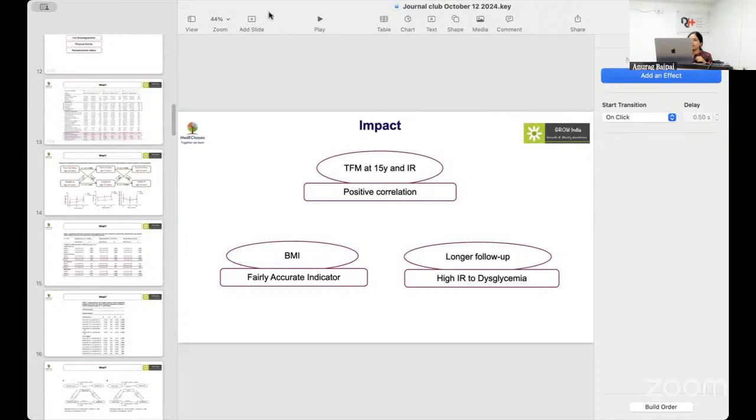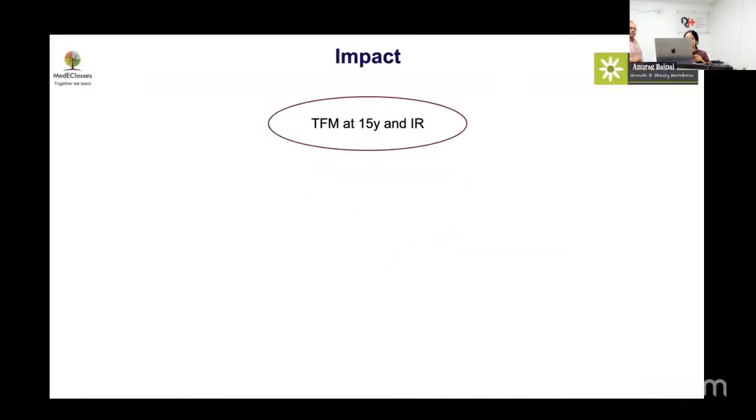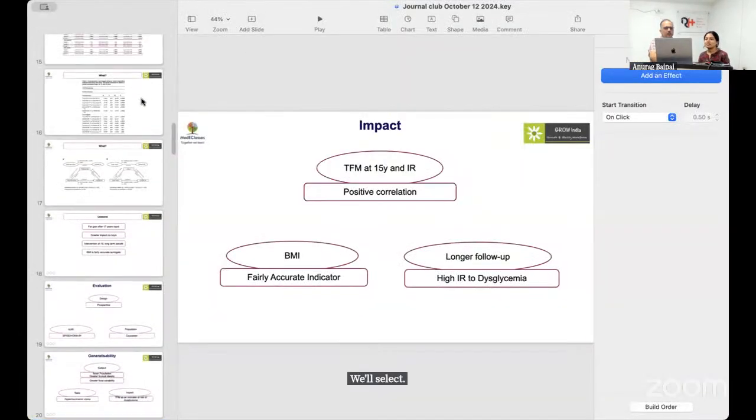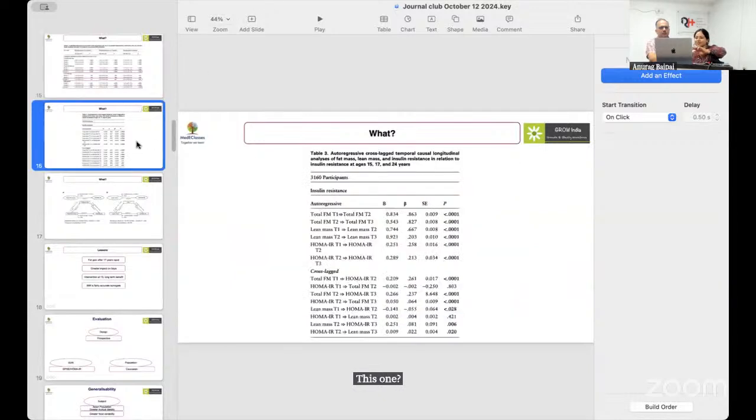Play. You have to go here, that side, and then select this. No. Select the slide. Oh. Select this one. Right. Okay.